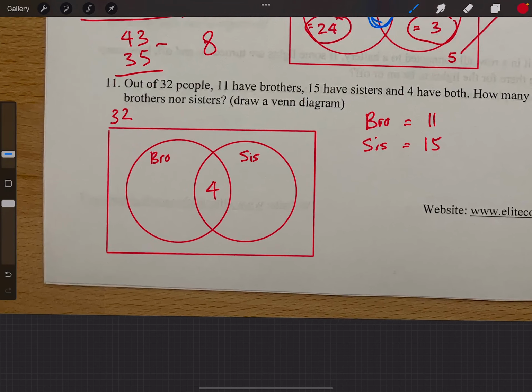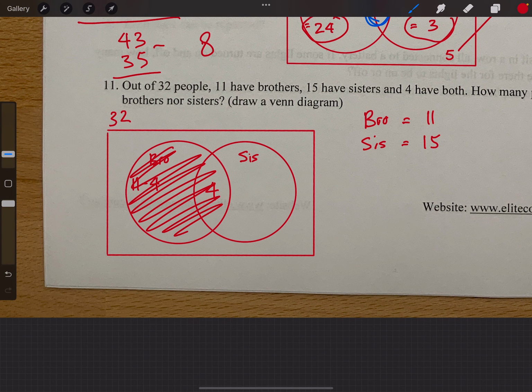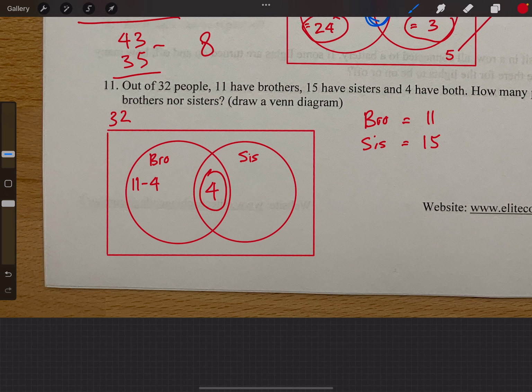Okay, so if 4 people have both, that means 11 take away 4, because this whole circle is representing 11, but 4 people are already in here. So what's the remaining here? This will be 11 take away 4, which equals 7. And here you have 15 take away 4, which equals 11, yeah.